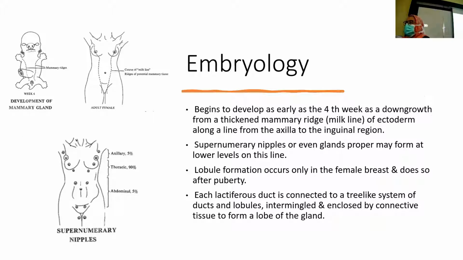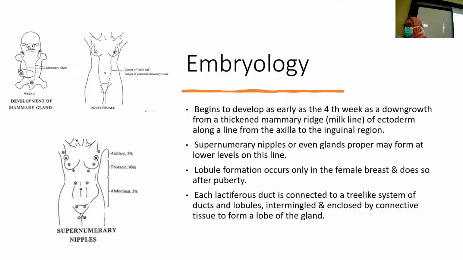Embryology: it begins to develop as early as the 4th week in utero. You can see the mammary ridge, which extends from the axilla to the inguinal region. The nipple will develop along these lines. So if you have supernumerary nipples, which some people do, they will form along these lines. About 90% form in the thoracic region, 5% of people will have it in the axilla, and 5% in the abdomen.